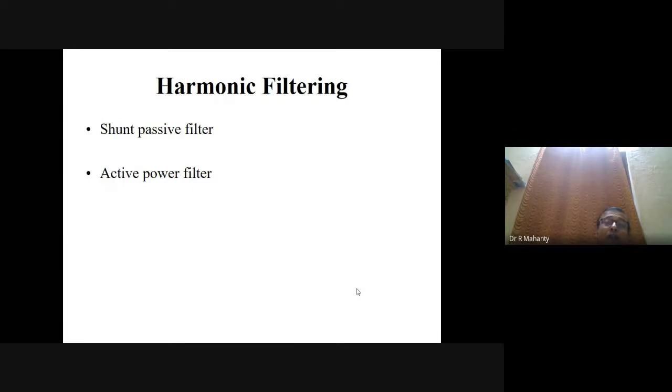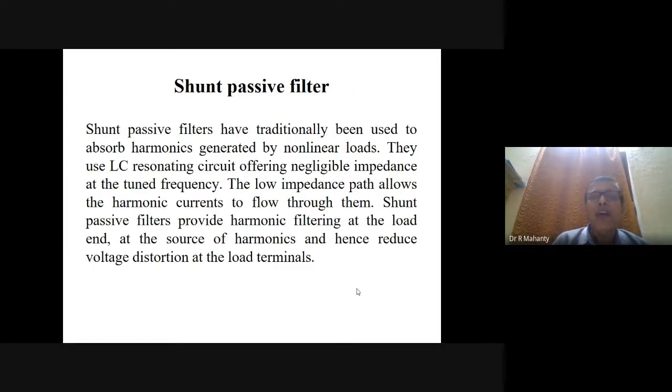Now, for harmonic filtering, there are two types of schemes. The first scheme is known as the shunt passive filter, and the second one is known as the active power filter. Now, what is a shunt passive filter? Shunt passive filters have traditionally been used to absorb harmonics generated by nonlinear loads. They use an LC resonating circuit offering negligible impedance at the tuned frequency. The low impedance path allows the harmonic currents to flow through them. Shunt passive filters provide harmonic filtering at the load end, at the source of harmonics, and hence reduce the voltage distortion at the load terminals.